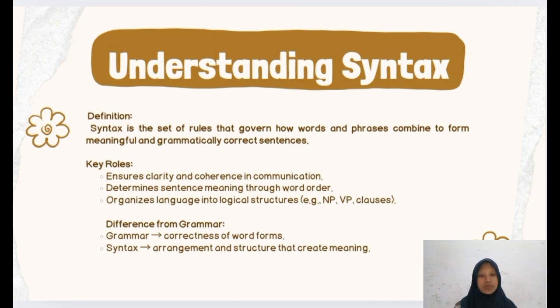It's also important to understand that syntax is different from grammar. Grammar focuses on whether words are used correctly or not, while syntax focuses on how those words are structured and arranged to create clear and meaningful sentences. In short, grammar checks correctness, but syntax explains structure.